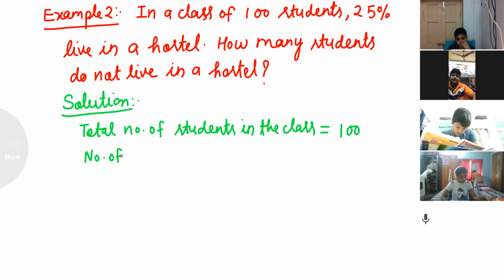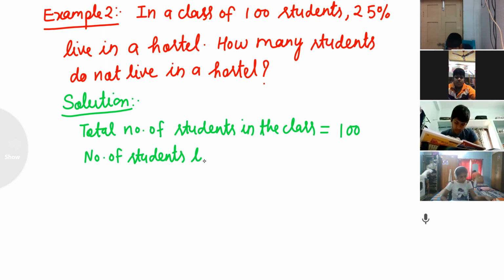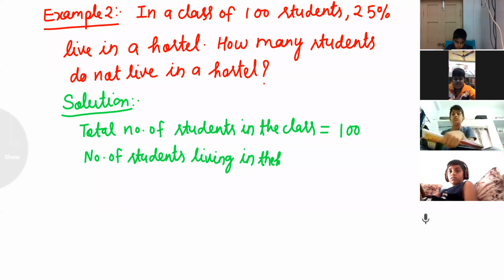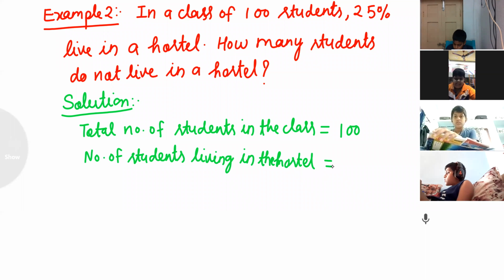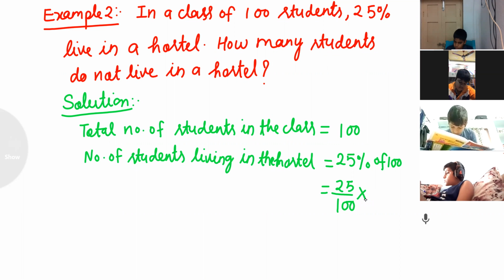Number of students living in the hostel is equal to 25 percentage of 100. 25% means 25 by 100, of means into 100. 100 cancel. 25 students are living in the hostel.